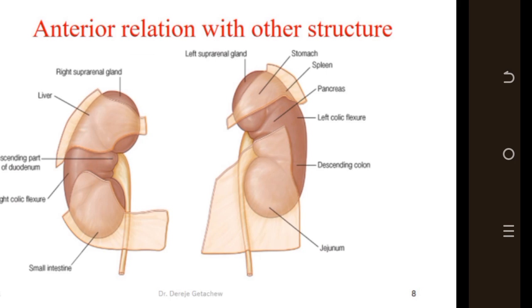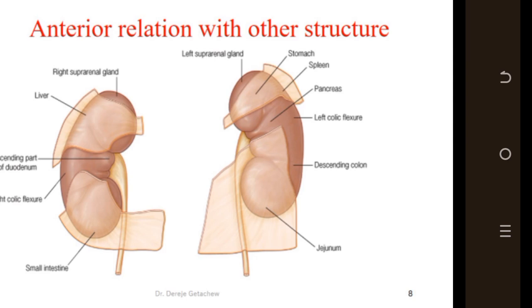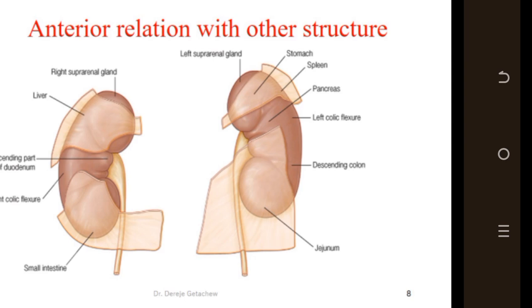Now we see the interrelation of the kidney with other structures. Anteriorly, the two kidneys have relation with different structures. The right kidney is anteriorly related to the liver, to the descending part of the duodenum, and to the small intestine. And the left kidney is related anteriorly to the stomach, the spleen, and pancreas, and the jejunum.